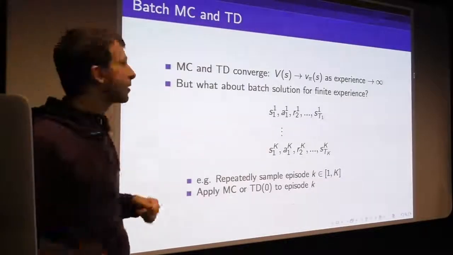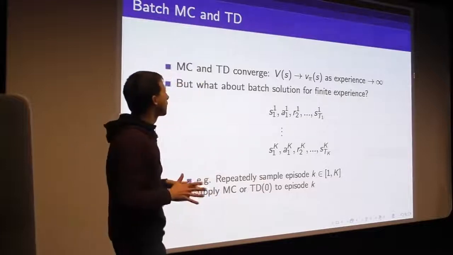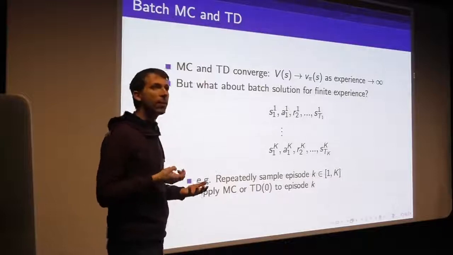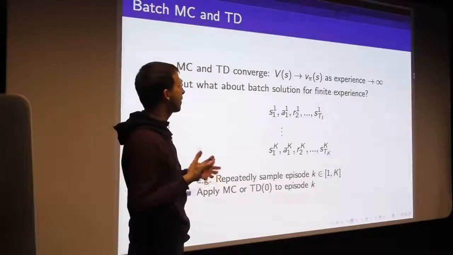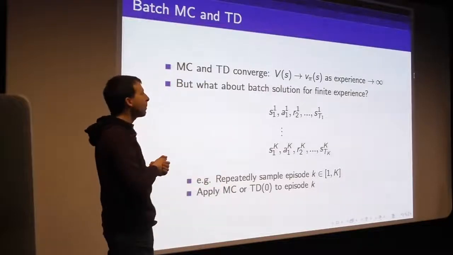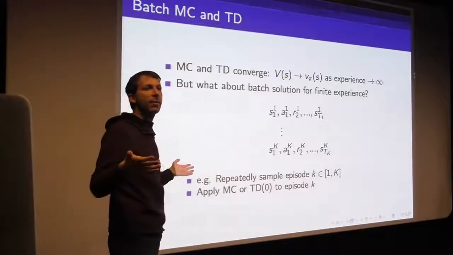Okay. So we've seen so far that these approaches converge. Both for Monte Carlo and TD we converge. We find the true value function as you add in an infinite amount of experience. But what happens if we were to just stop after a finite number of episodes?